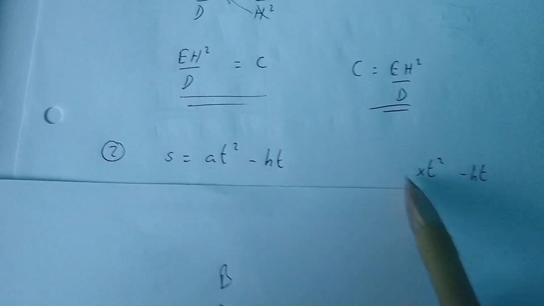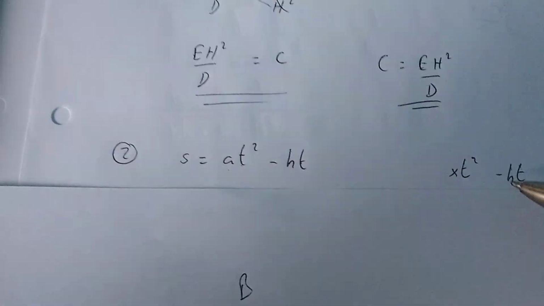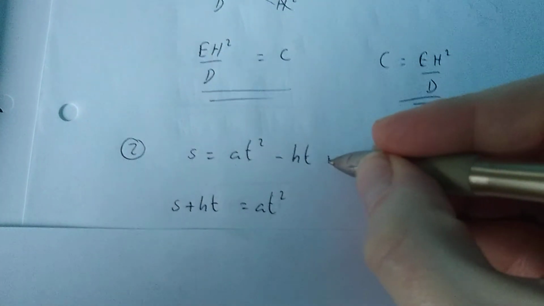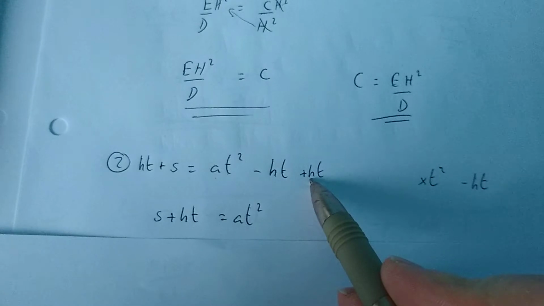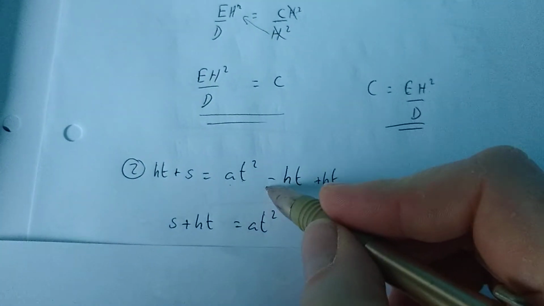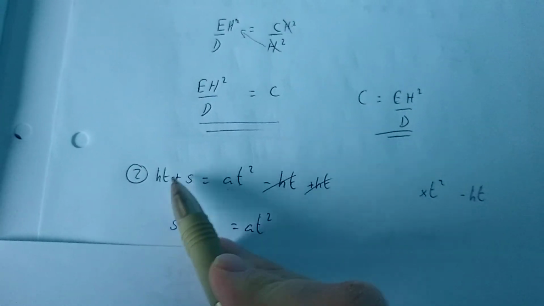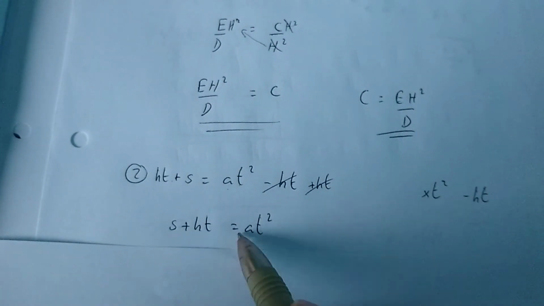So I need to undo these two things. The last one that I did, I need to undo first. I'm going to add ht to both sides of the equation. So if we want to, we could say, right, I'm going to add ht to that side and also add ht to that side. I've got ht minus ht, anything subtract itself is 0. So essentially what's happened, we've gone from minus ht, we've moved it across and made it plus. So s plus ht equals at squared.